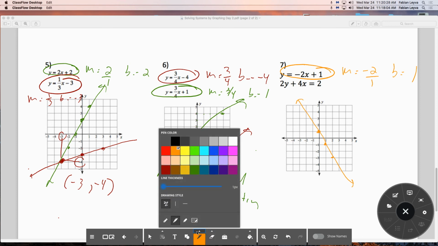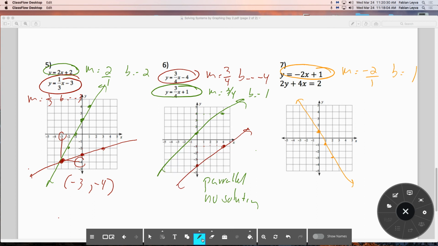Let's go ahead and do this blue that looks weird. So let's graph this one. Now notice that I have 2y plus 4x equal to 2. Now, what do I have to do? I have to get y by itself, because again, you have to be able to solve for y in order to graph these. So what do I get rid of first?